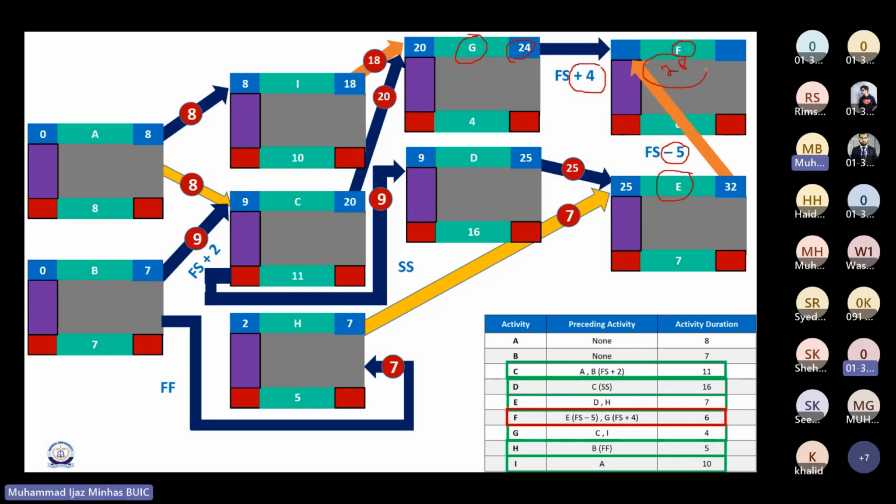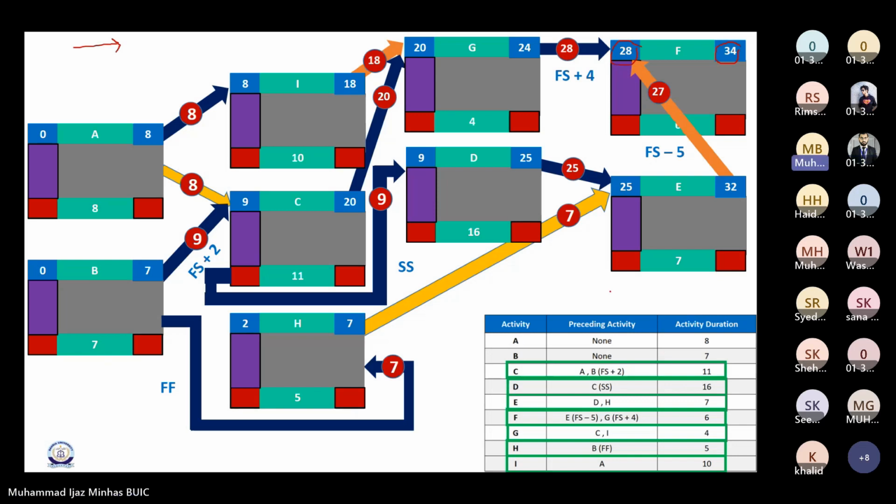And according to activity E, it should start on 32 minus 5, and that is 27, right? Now I will pick the higher one, and that is 28, right? So 27 from here and 28 from here, and I have chosen 28. So 28 plus this duration gives me the early finish as 34. So we are done with the forward pass of the network diagram and the critical path method. Any doubts, any questions so far?